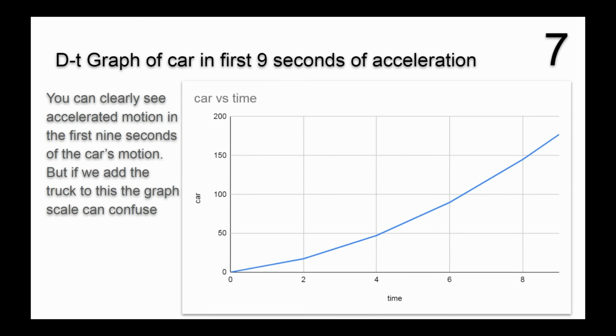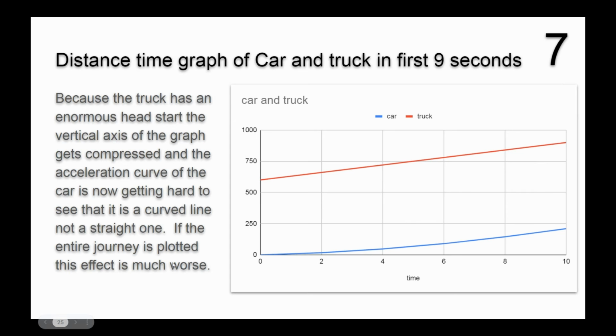I want to take a moment and look at the distance-time graph of the car. In the first 9 seconds, you can clearly see the car is accelerating. The plot is quite obviously a curve. But if we put the truck on this graph, something will happen that makes it look confusing. When the truck and the car are both put on the same graph, the presence of the truck makes Desmos compress the vertical to show all that distance, and the car's curve in that first 9 seconds starts to look like a straight line.